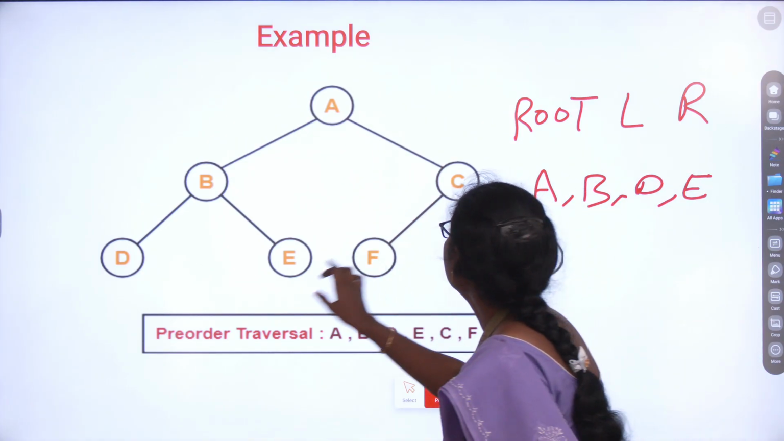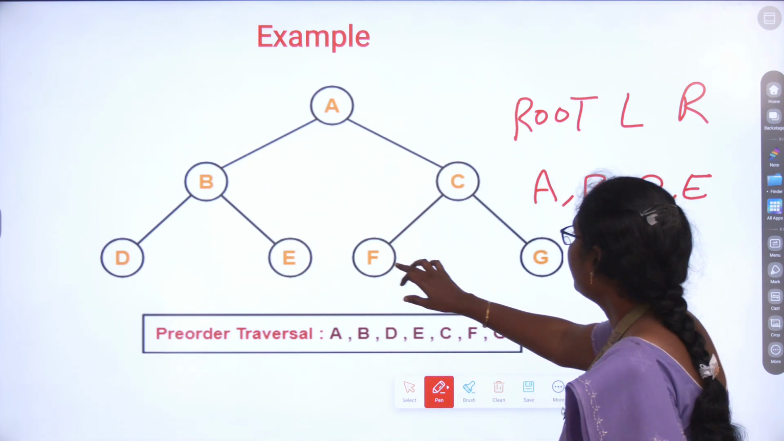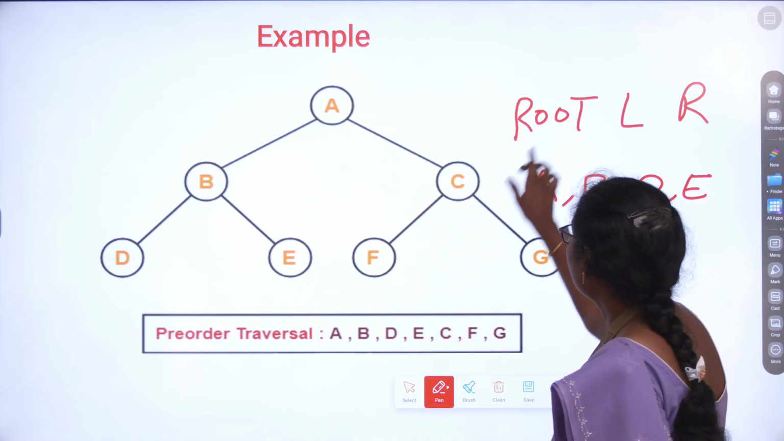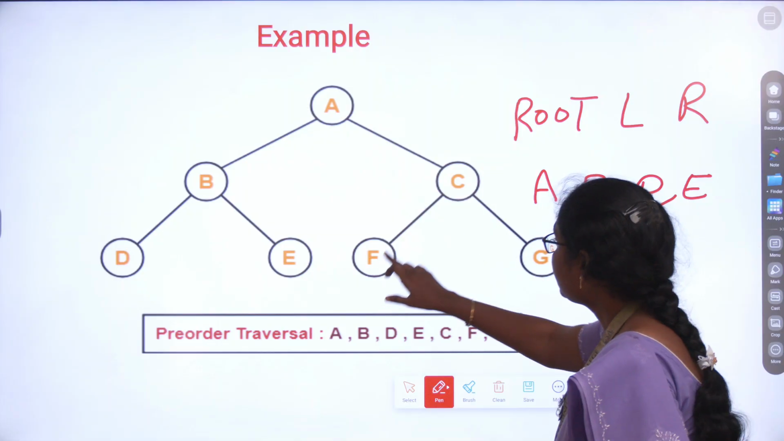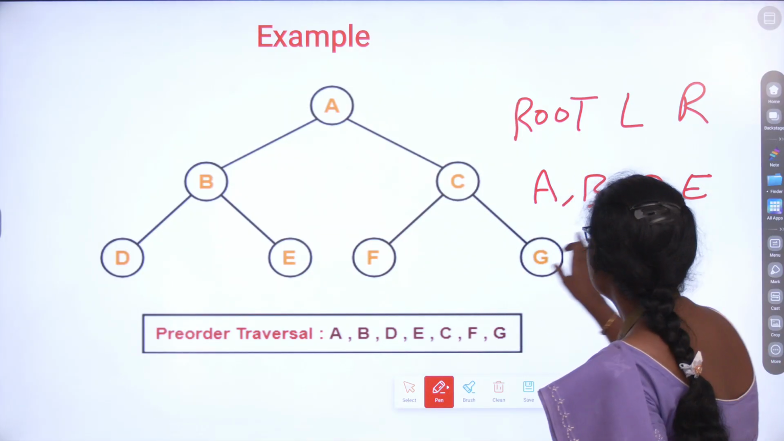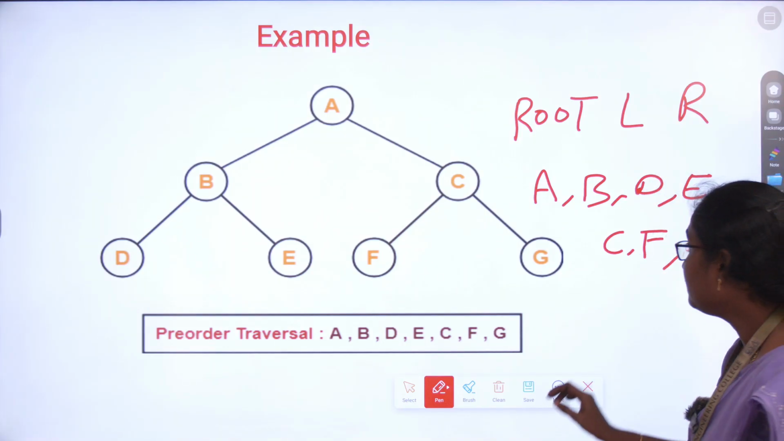So for A, the left is completed, then move on to the right side. If you see here, again it's a subtree. For this subtree, what is root? C is your root. For C, what is left? F. And for C, what is right? G. This is the pre-order traversal.